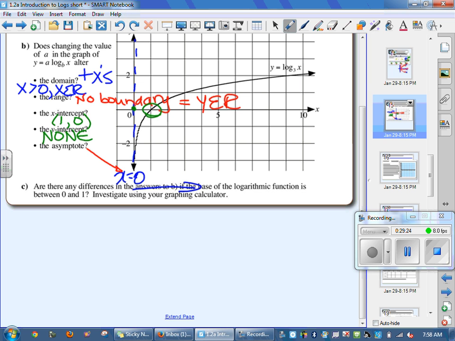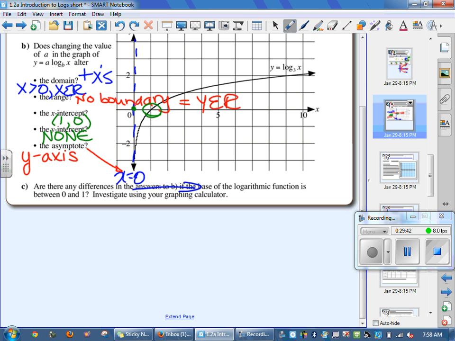Now, are there any differences between log functions between 0 and 1? Well, all it shows us between 0 and 1, again, that we investigated, was how close to the x-axis we're going to become. That's all that's actually showing us. Let's try a couple examples and put them into our calculator and draw the graphs.